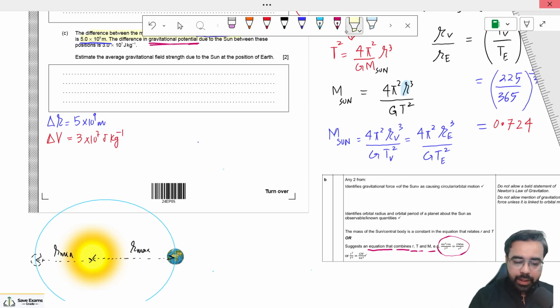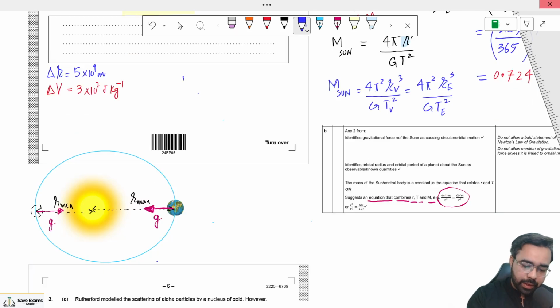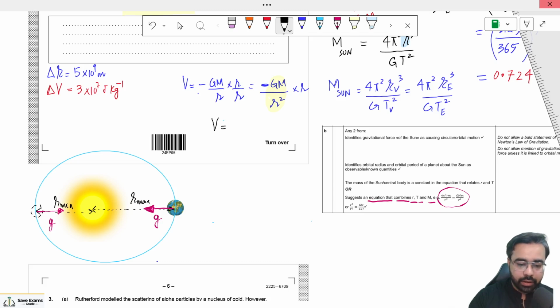Now we can represent the gravitational potential in the form of gravitational field strength. That's why they are asking here to find out its value, right? You know that V is equal to negative GM over r. If I multiply with r and r, that will be equal to negative GM over r squared times r. Now you know that this GM over r squared is the gravitational field strength. So we got a relation that links the potential with the field strength. This is the basic and fundamental equation.